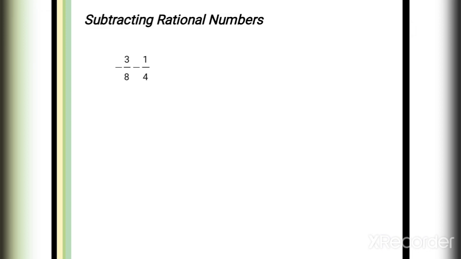Subtracting rational numbers. Now, how do we subtract rational numbers? As you can see, their denominators are different, so we will find the LCM. To make the denominator 8 in the first one, we have to multiply by 1, so we will get minus 3 by 8. In the second one, we have to make the denominator 8, so we multiply by 2, and we will get minus 2 by 8.